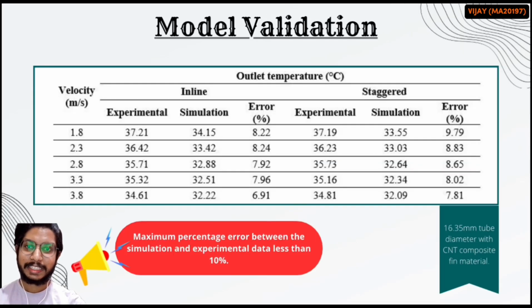I would like to present the comparison of experimental and simulation data for our fin and tube exchanger. The table shows the outlet temperature for both inline and staggered configuration at various flow velocities using 6.35 mm tube diameter with CNT composite fins.